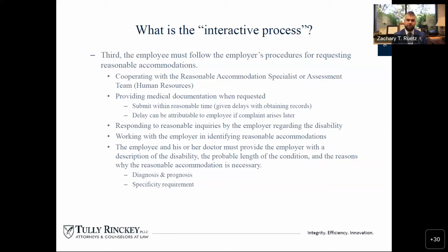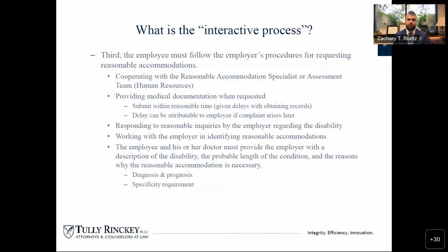We always advise to submit within a reasonable amount of time. Obviously, agencies and specialists understand that delays happen with obtaining records from your doctors. Physicians' offices are usually very busy, and it can take weeks to get those records. But it's important to know that a delay in providing the information can be attributable to the employee if a complaint arises later that alleges that the process did not happen within a reasonable amount of time. Responding to inquiries regarding the disability, if there's a request for information or specific supplementation, doing that within a reasonable time is important.